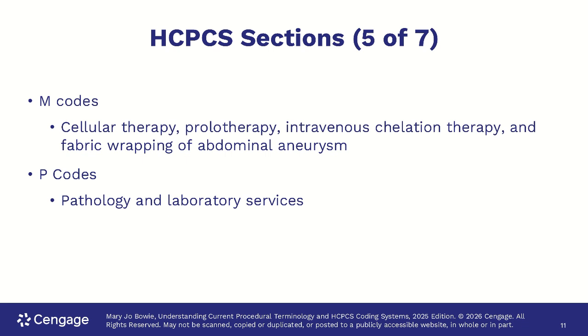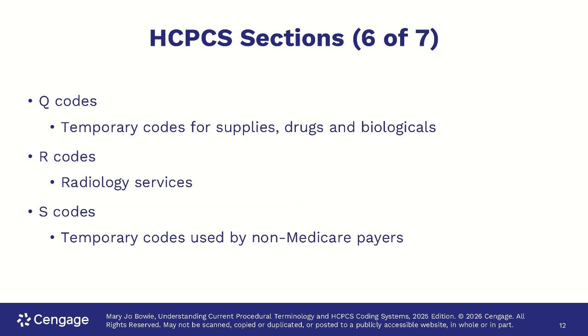So this code range is used to report chemistry and toxicology services, pathology screening tests, microbiology, and miscellaneous services. So, again, if the insurance company requires that you report these codes, you need to know where to get them from. Then we have Q, which are more temporary codes for supplies, drugs, and biologicals in the instance where there is no permanent code. So it could be something new.